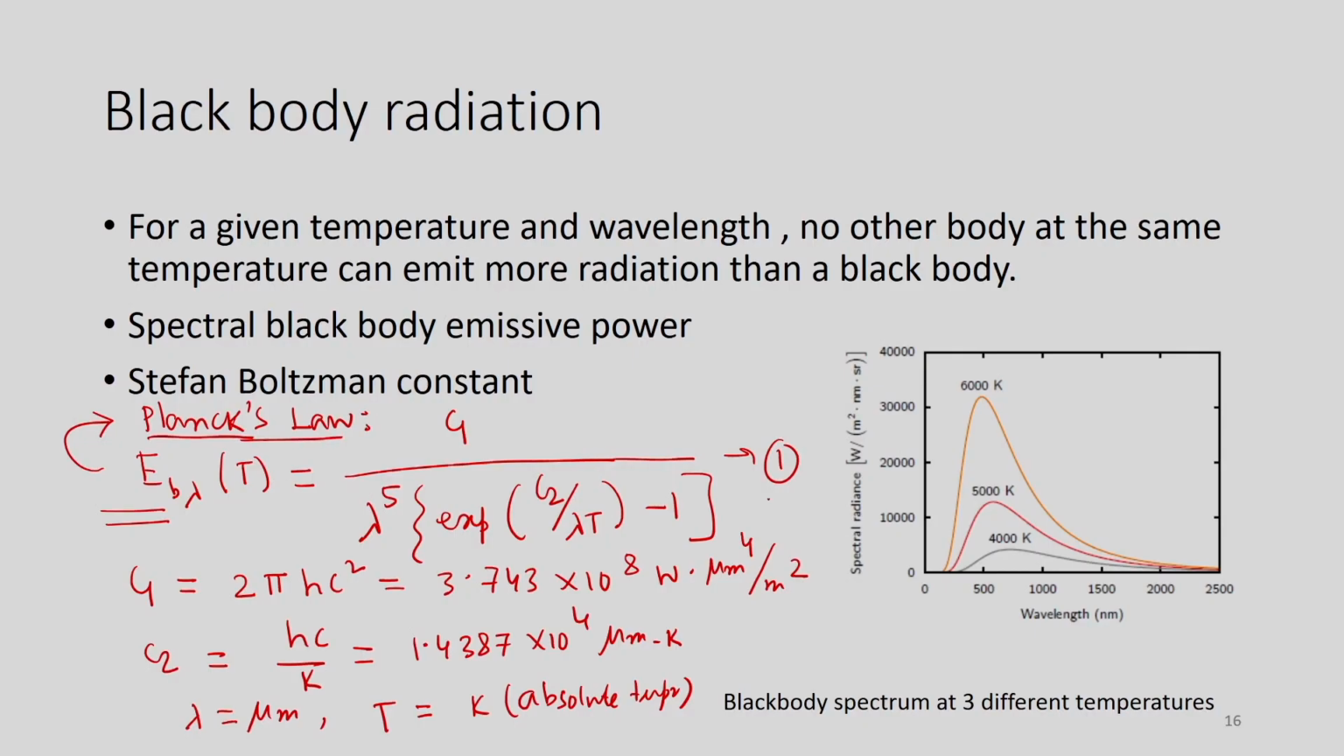So, this is equation 1. Now, if I am interested to calculate the emissive power, what we will do, we will integrate this Planck's expression from wavelength 0 to infinity. Let us see how we can do it. If I am interested in the emissive power E_b, that is a function of T, this is called emissive power. The earlier one was the spectral emissive power.